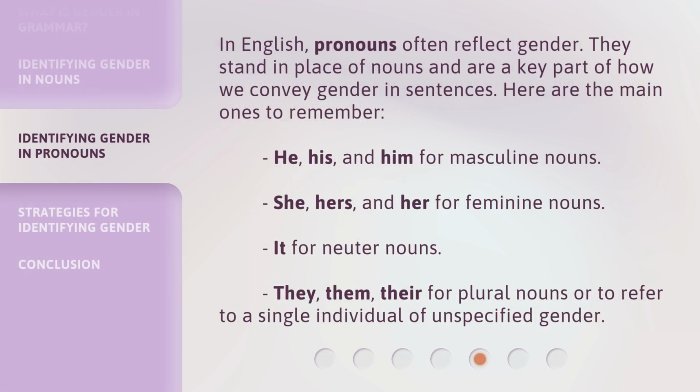In English, pronouns often reflect gender. They stand in place of nouns and are a key part of how we convey gender in sentences. Here are the main ones to remember. He, his, and him for masculine nouns. She, hers, and her for feminine nouns. It for neuter nouns. They, them, their for plural nouns or to refer to a single individual of unspecified gender.